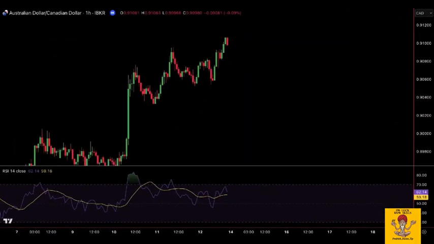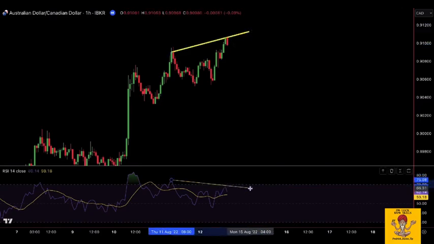Now, let's apply this strategy to identify high-probability trade setups. In this example, the market is in an uptrend, forming a higher high while the RSI prints a lower high, indicating divergence. However, divergence alone is not enough to confirm a trade. We need additional confluence factors to strengthen our entry decision.